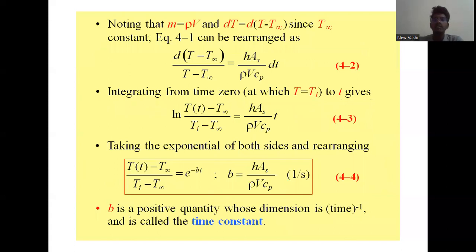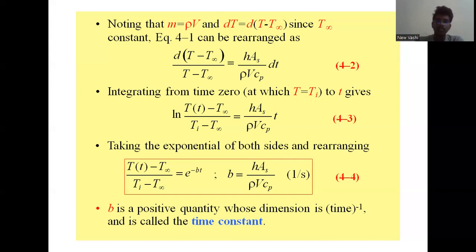Noting that m = ρV and dT = d(T − T∞), since T∞ is constant, equation 4 can be rearranged as d(T − T∞)/(T − T∞) = −hA_s/(ρVC_p) dt. Integrating from time 0, at which T = Ti, to t gives ln[(T − T∞)/(Ti − T∞)] = −hA_s/(ρVC_p) t.